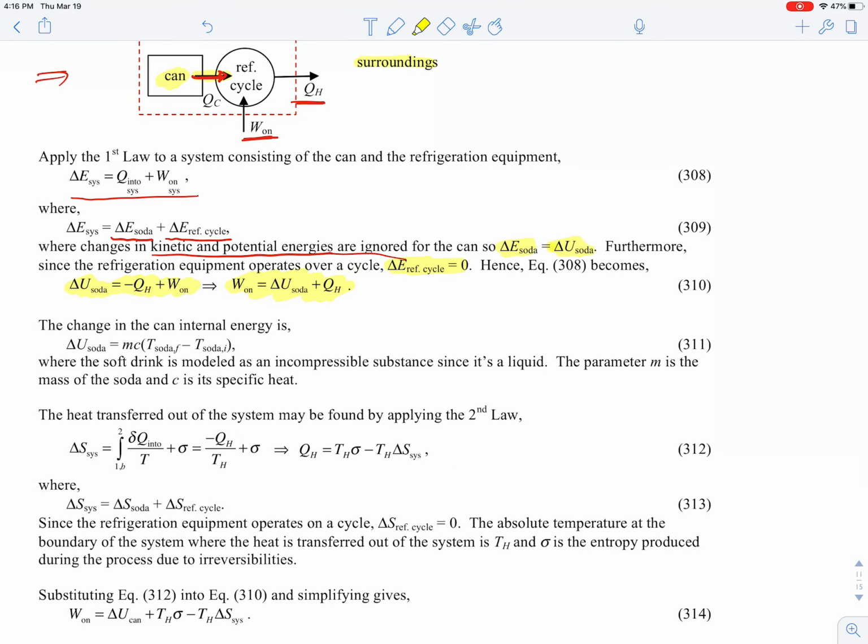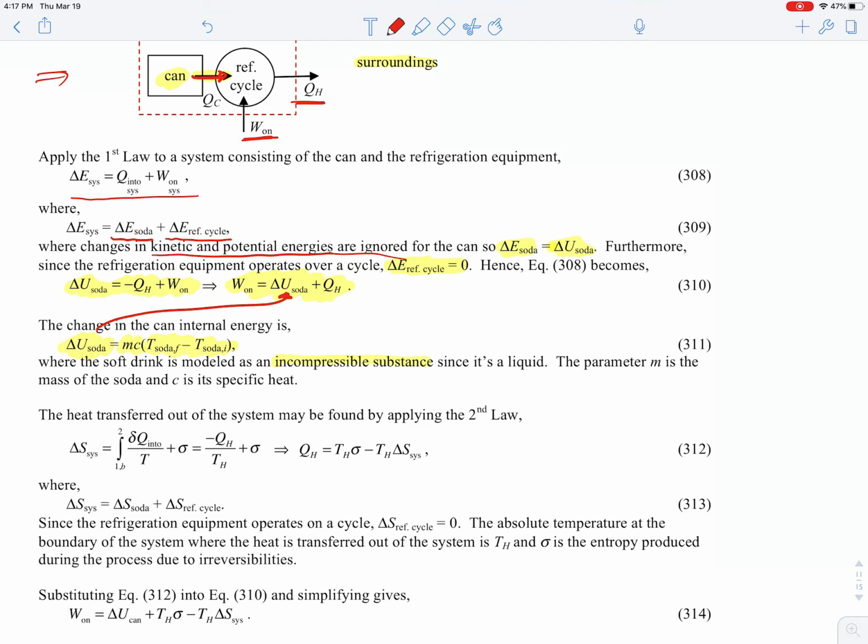Since the soda is a liquid, we can use our incompressible substance model. So here we're going to use the incompressible substance model. So the change in internal energy of the soda is the mass of the soda times its specific heat times the change in the temperature of the soda. So I'm assuming that the specific heat remains constant over the change in temperatures. This is very reasonable since we're only going from 20 degrees Celsius to 5 degrees Celsius. That specific heat would not change very much at all. So that's how we would find the change in internal energy for the soda.